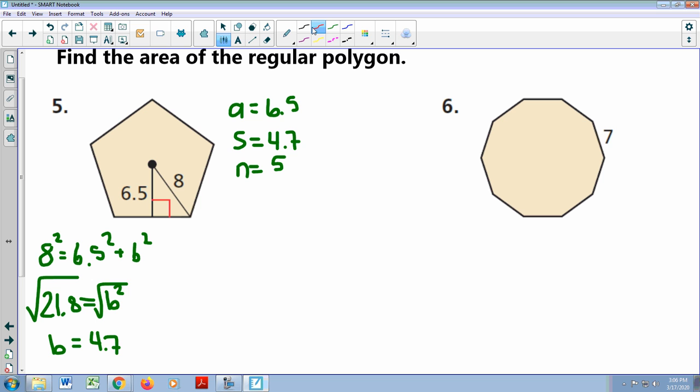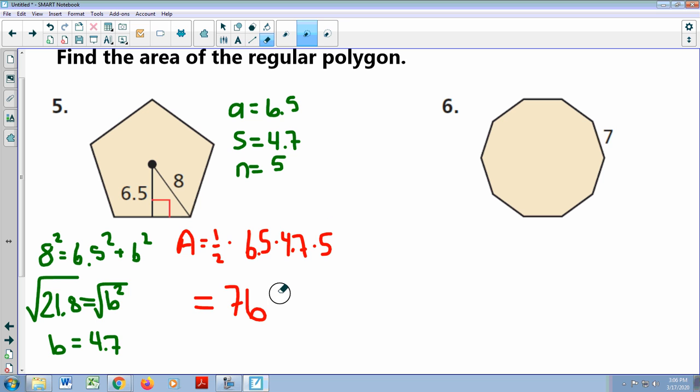So now I can just find my area. Area equals 1/2 my apothem times my side length times my number of sides. So 0.5 times 6.5 times 4.7 times 5. So that's 76.4. That's a bad 4. 76.4 units squared.